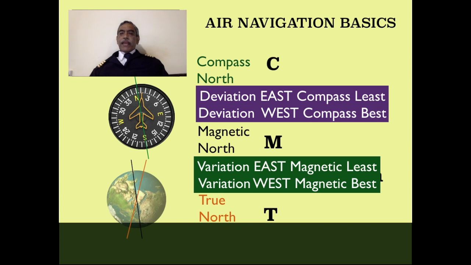That means if deviation were to be annotated east, the compass figure will be less than that of the magnetic figure. That means if magnetic north were to read 355, and if deviation was 2 degrees east, that is compass is least, so we subtract from 355, so the compass will be 353. That's what we mean by this whole thumb rule. So this is going to be very important. It's best to memorize it and learn to use it practically.